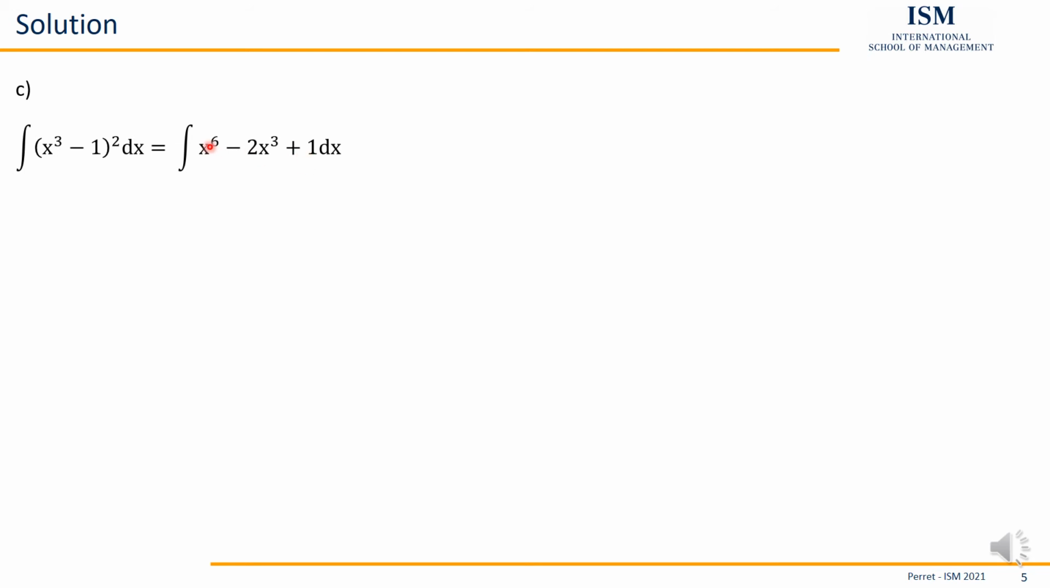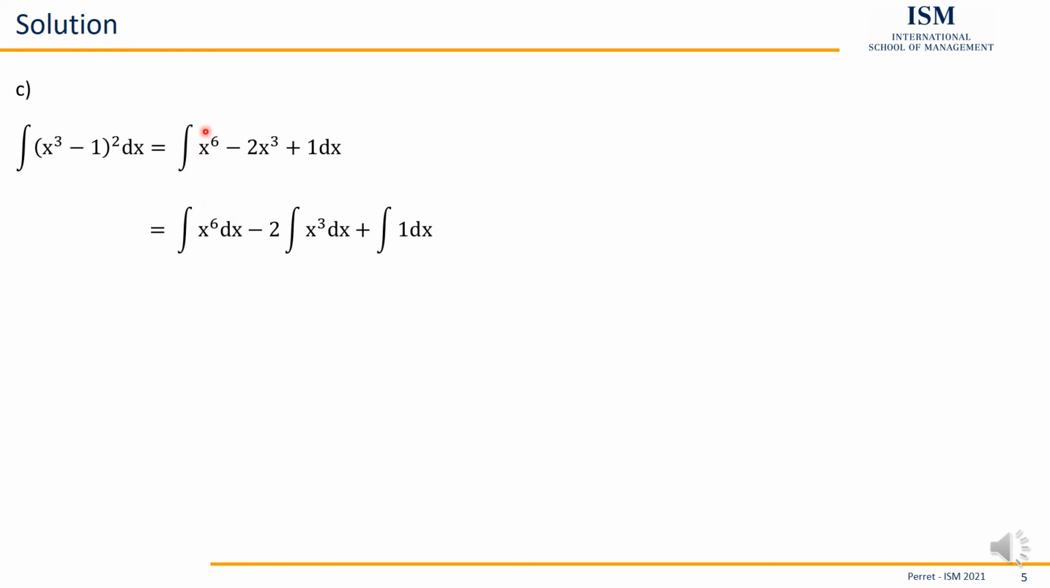Now we have different terms connected with minus and plus. So what we can do here is apply the integral to any of these 3 parts separately, always connecting it with the signs we have in between. So we can split up this integral into 3 partial integrals.